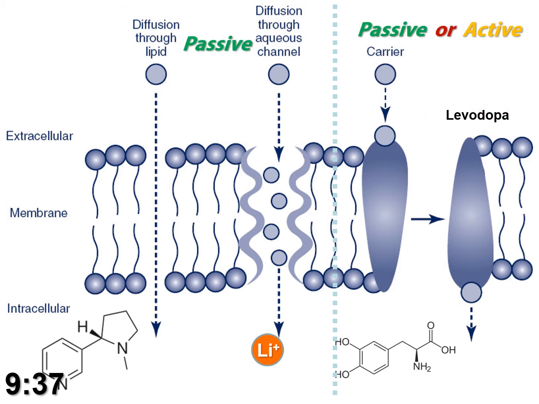So on the left, we have exclusively passive, and on the right, these carrier-mediated transports can be either passive or active. If it's active, it's usually moving something up a concentration gradient, and you see ATP or something like that.